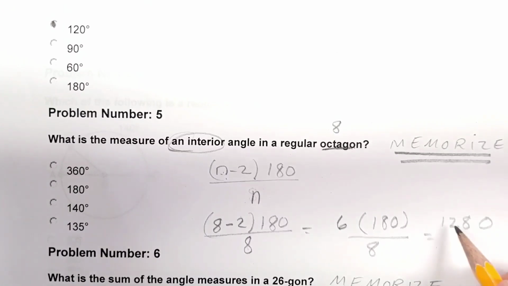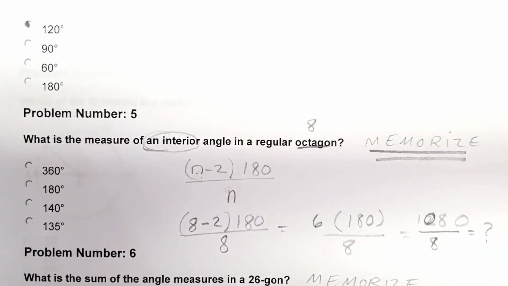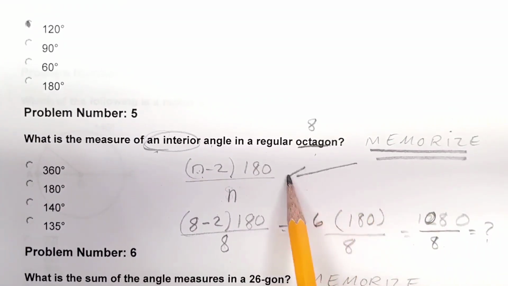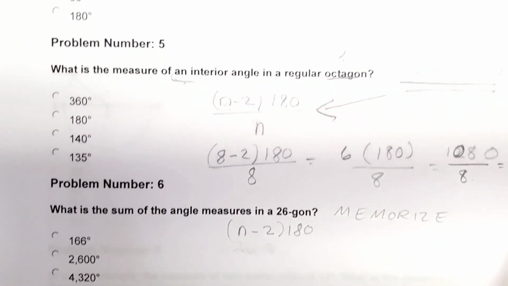Well, 1,080, sorry. And then we'll have to divide that by 8. And I'll let you do that part, okay? This is the end. Now you find the answer. 1,080 divided by 8. That will give you one of the interior angles of a regular octagon, okay? Remember, you have to memorize this formula right here. This formula pops back up in number 6.